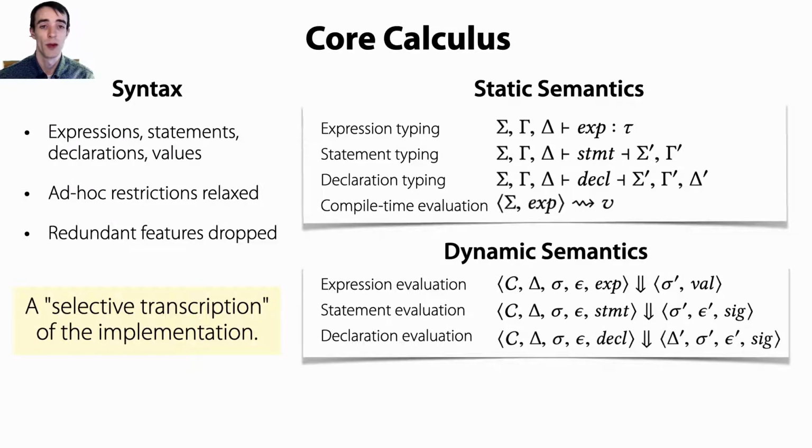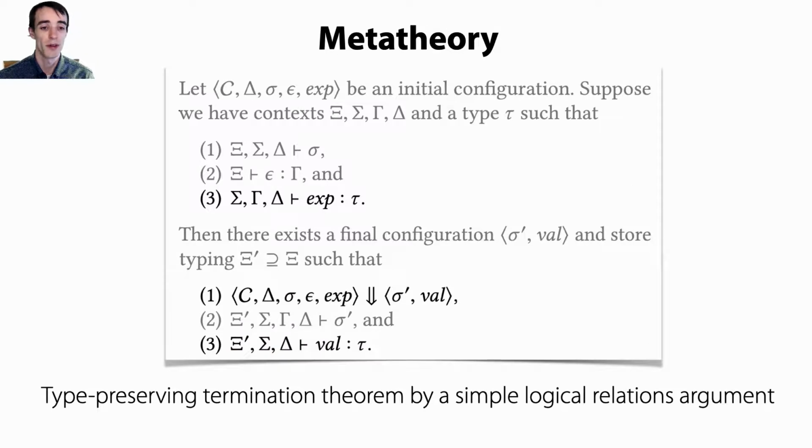We developed some meta theory for this core calculus. The following theorem shows that expressions that type check can be evaluated to a value, and the resulting value will be typable at the same type. This is really a termination theorem, and so there's a simple logical relations argument involved due to the use of closures in the semantics.